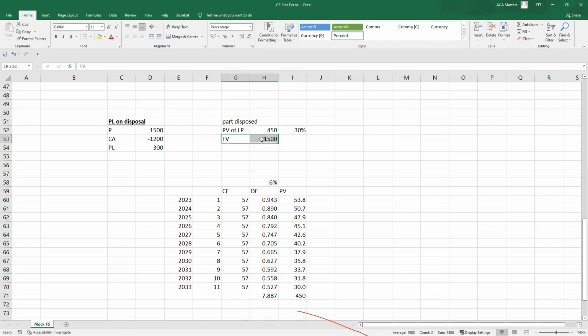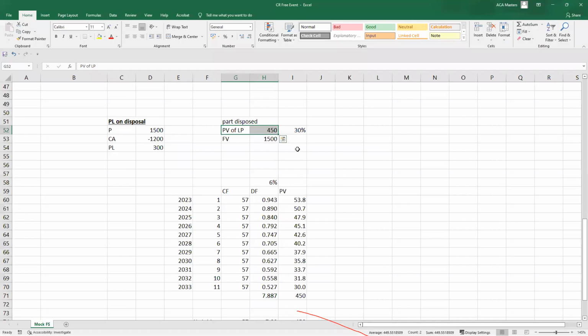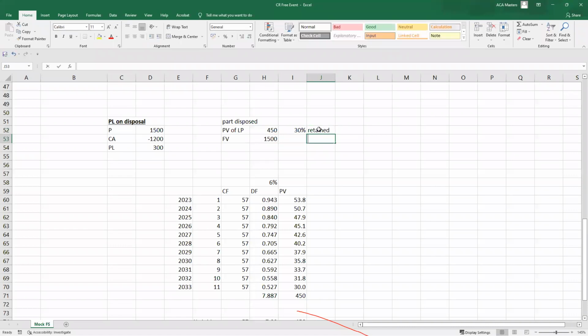Because they had an asset which was worth this, the value of the part that they've retained, i.e. using it from now for the next 11 years, is 450K. So they've retained 30% of the asset. And if they've retained 30%, then of course they have disposed of 70%. And therefore the portion of the profit or loss on disposal they can recognize, of course, is the 70%, because they've disposed of 70% of the asset.